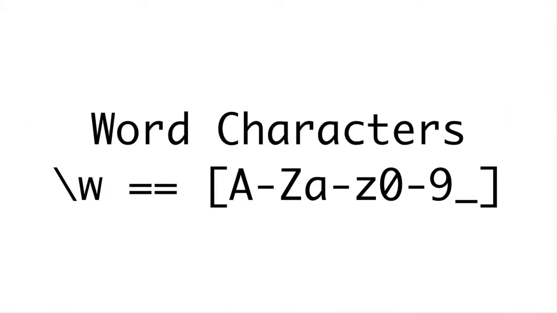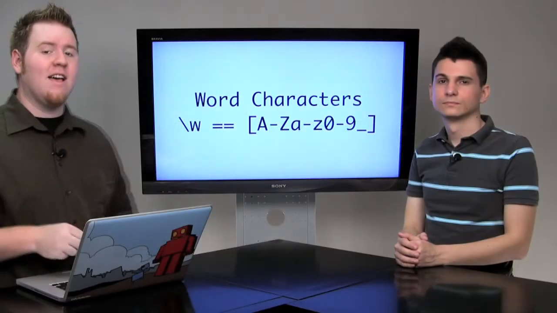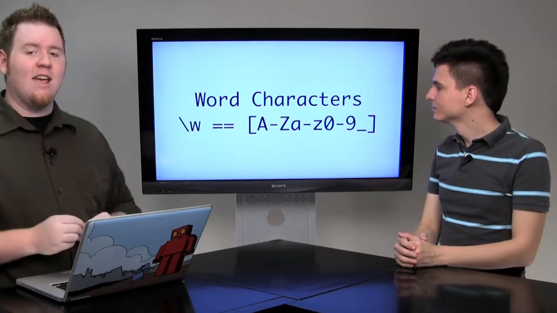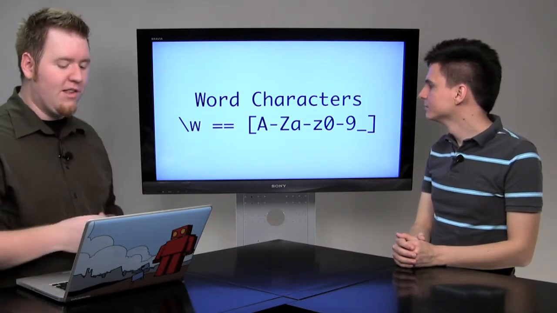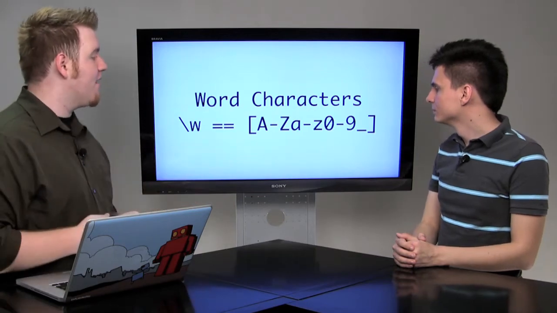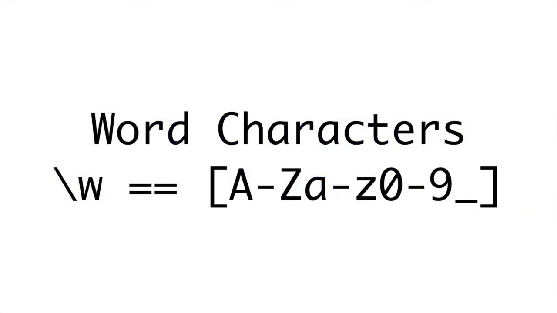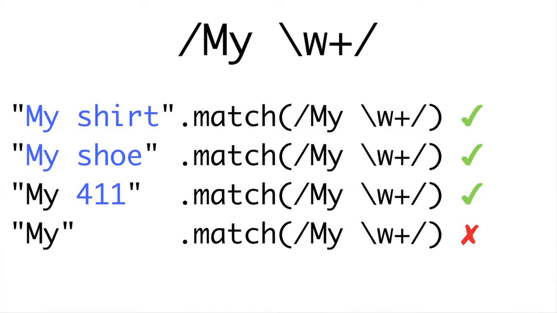Next we have the word character special character, which is the \w, which represents characters that would represent part of a word. For instance, A through Z, both uppercase and lowercase, 0 through 9, and underscore. So this is great if you want to match a word but you don't know how long that word is or what it consists of. So for instance, in this expression, we're looking for my, space, and then one or more word characters. So for instance, we could match my shirt, my shoe, or my 411. And it really doesn't matter, it just allows us to match the next word.